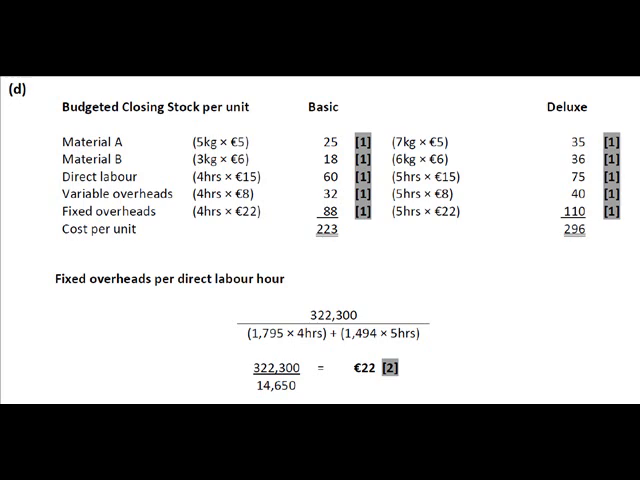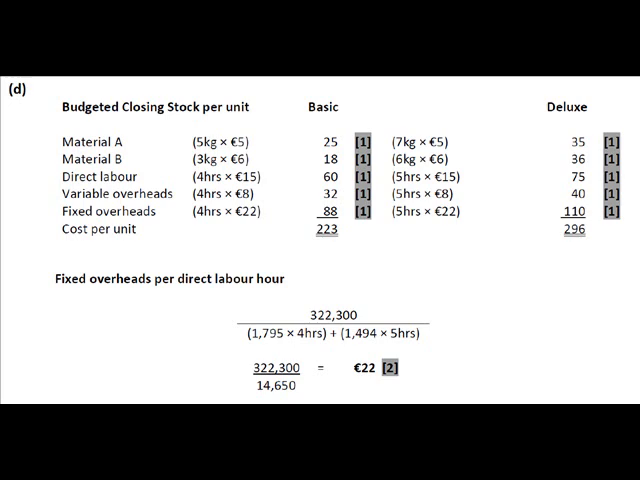We're going to produce 1,795 units of basic, each one taking 4 hours, so 1795 by 4. And we're going to produce 1,494 units of deluxe, each one of those taking 5 hours, so 1494 by 5. The sum of those two figures below the line is 14,650. So we get what would be called a fixed overhead absorption rate of €22 per hour.